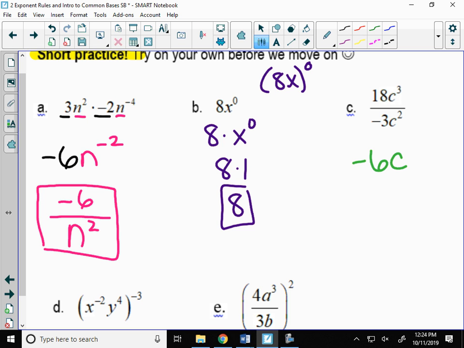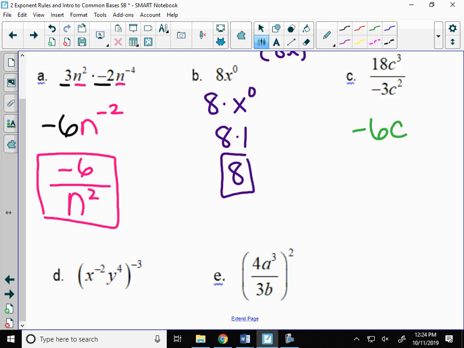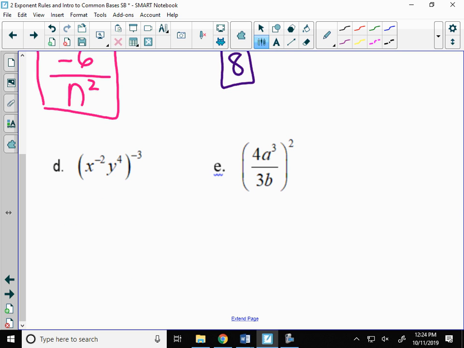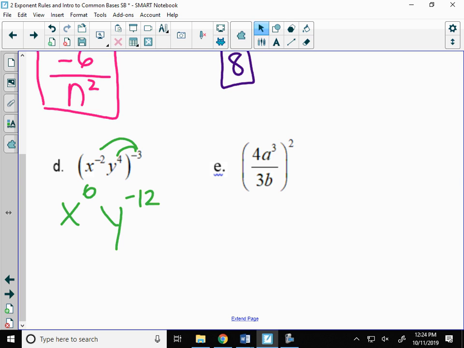All right, last couple here. D, what do I do when I have a power on the outside of the parentheses? Multiply, distribute it. So I get x to the 6 times y to the negative 12, then I have to move the y, right? So I'll have x to the 6 over y to the 12.